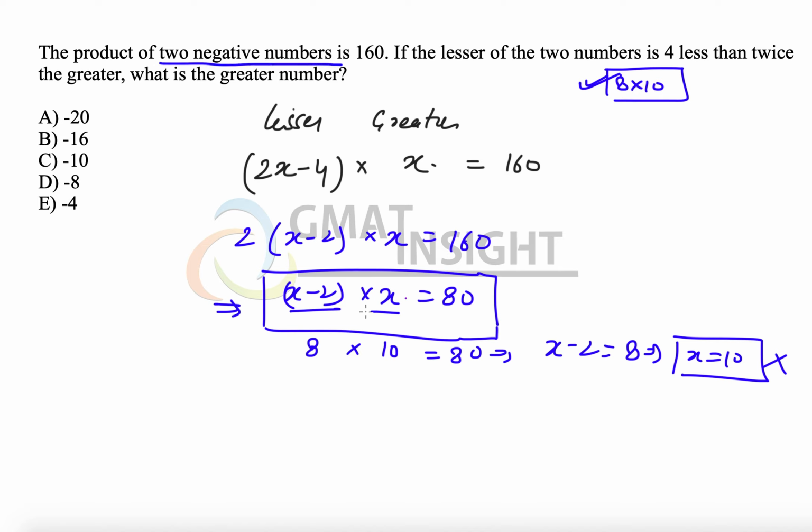So now I have to think what are two negative numbers. If I take x as minus 8, then x minus 2 will be minus 10, and the multiplication of these two numbers will also be equal to 80, which clearly gives us x is equal to minus 8. So now we know that the bigger of the two numbers, that is x, is equal to minus 8, and that's our answer.